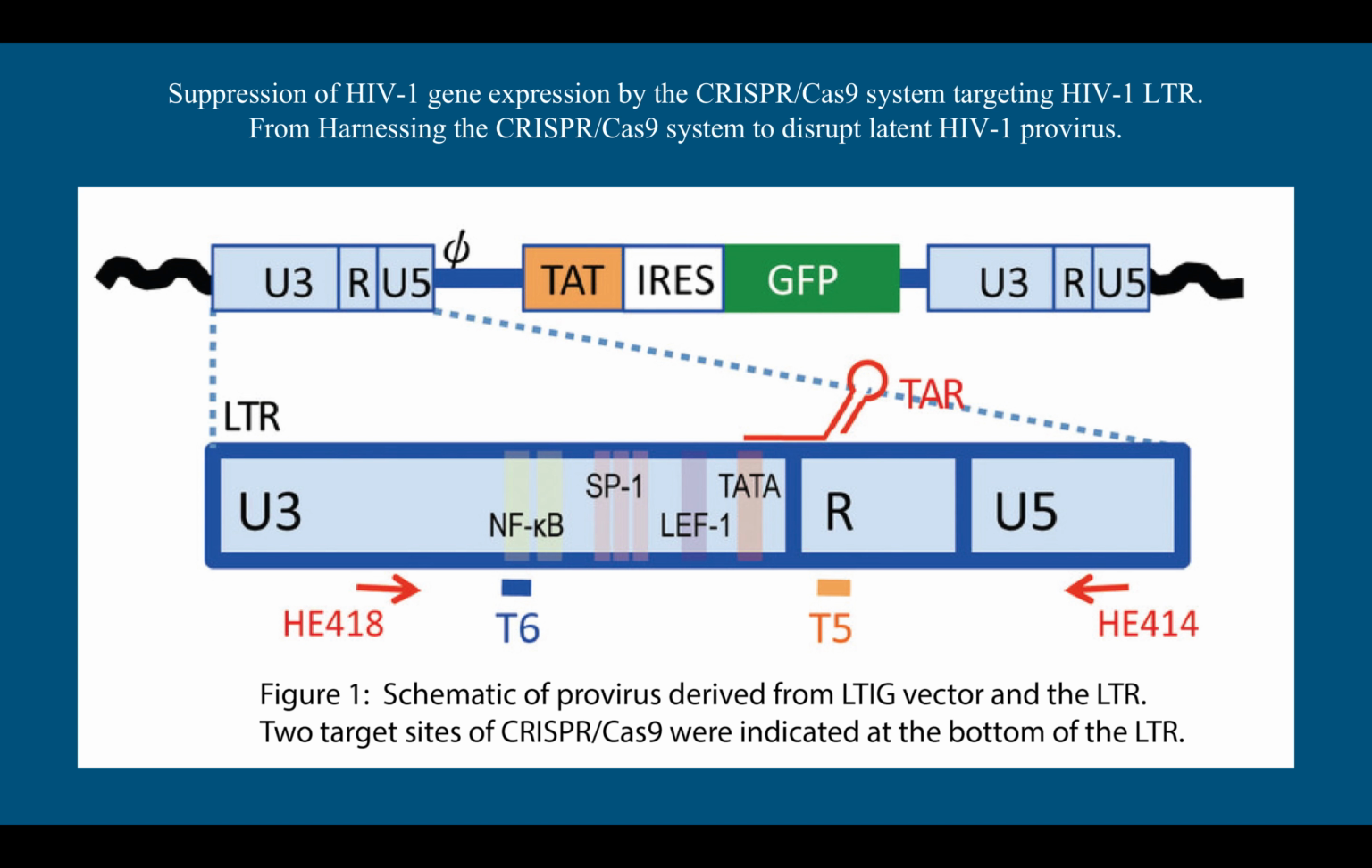Furthermore, multiple transfections by the Cas9 plasmid were shown to significantly reduce the transcription of GFP, indicating that the CRISPR-Cas9 system would be effective in preventing the reactivation of latently infected cells.